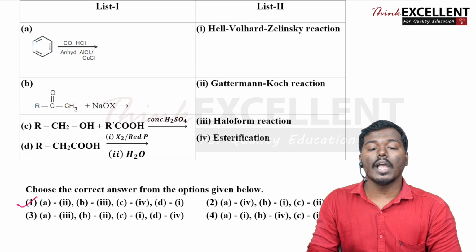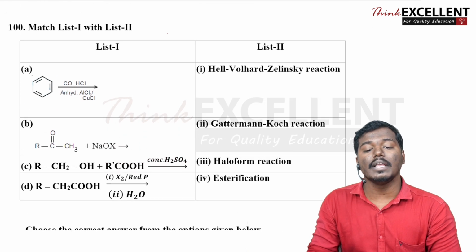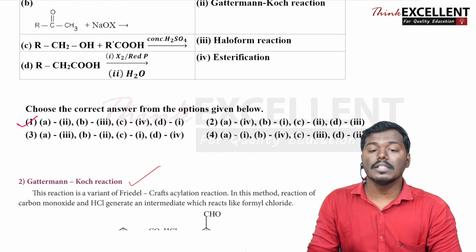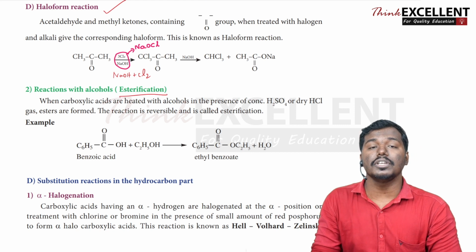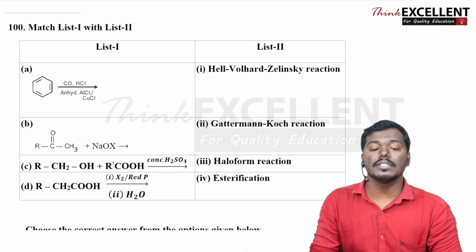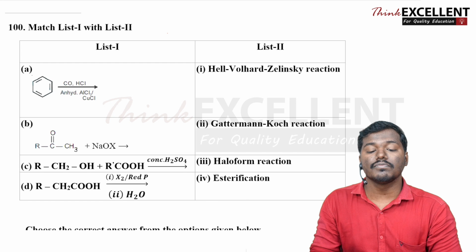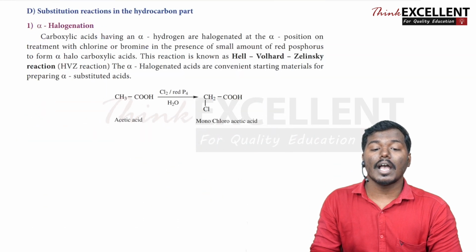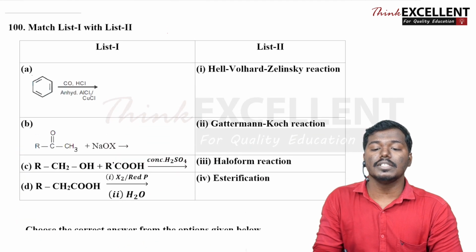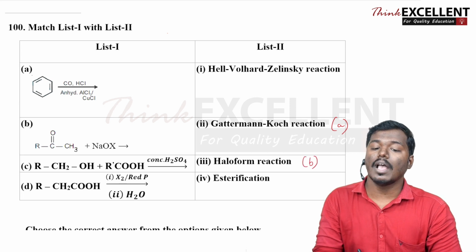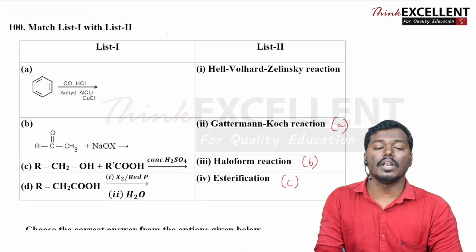And when you take the third reaction, you can see that the alcohol is reacting with an acid in presence of concentrated sulfuric acid. So this we have studied under the esterification reaction, and you can see that the last reaction, that is the acid when it is reacting with halogen in presence of red phosphorus followed by hydrolysis. So this reaction we have studied under the HVZ reaction, right? So for first reaction, it is the Gattermann-Koch reaction, and the second reaction, it is the haloform reaction, and the third reaction is the esterification reaction, and the fourth reaction, it is the HVZ reaction.